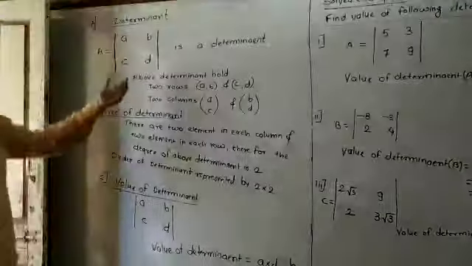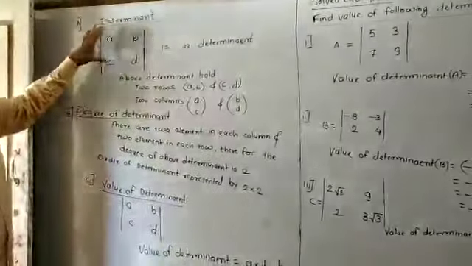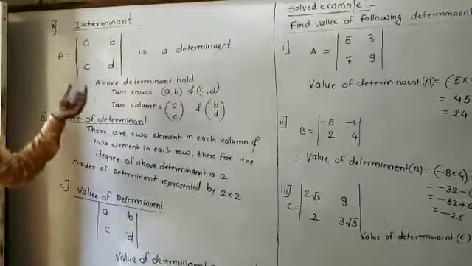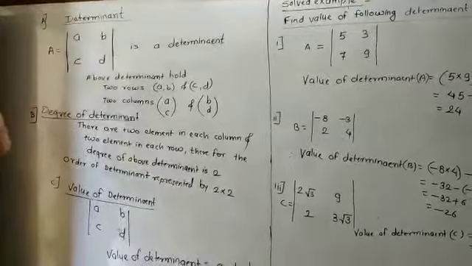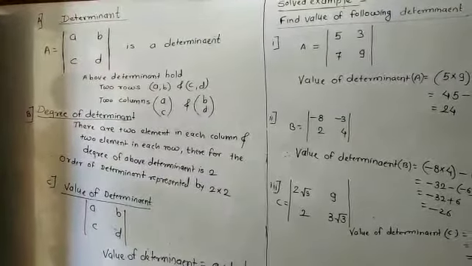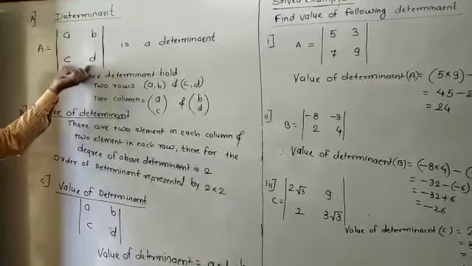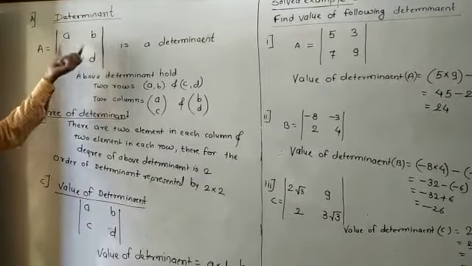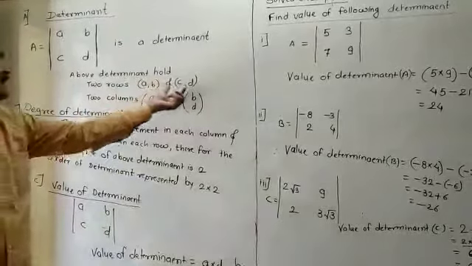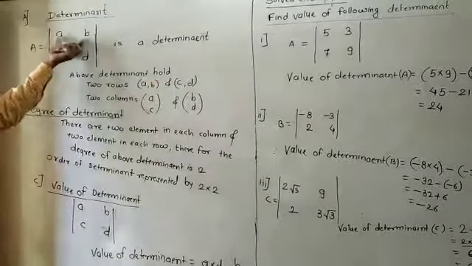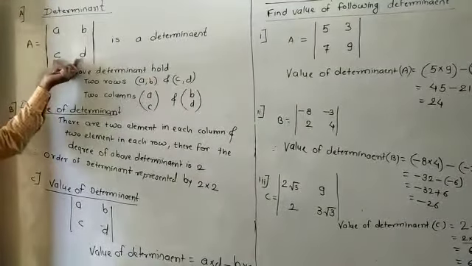Then this determinant holds two rows. Which are the rows? That you have to see. These horizontals are called the rows. This AB and CD are called the two rows. This AB is the first row, CD is the second row.